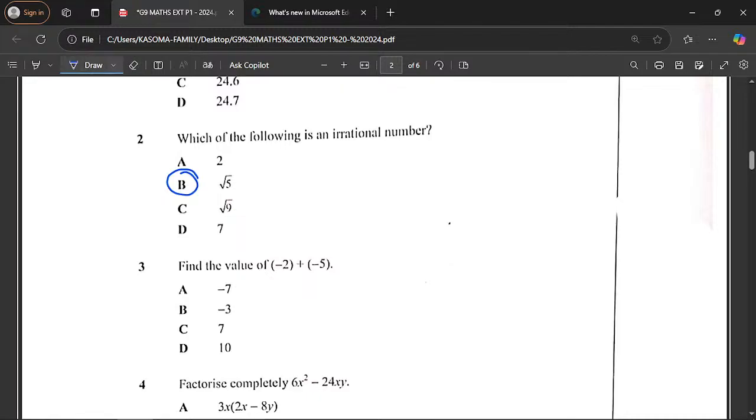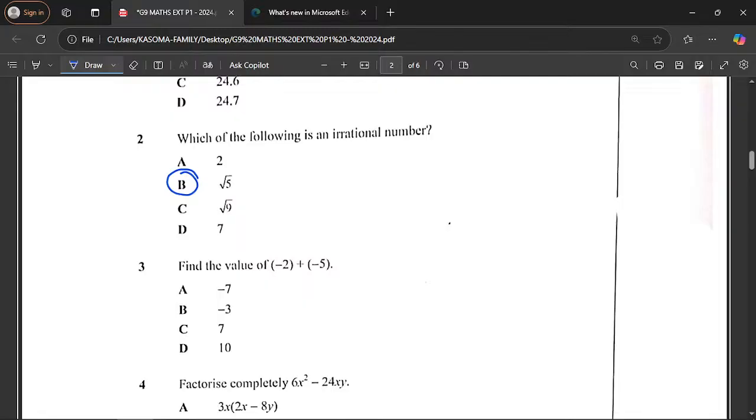we have 7. 7 is a whole number. It can be expressed as a fraction, and it's a whole number. So meaning D as well is not the correct answer. So the correct answer is B. Okay, please, if you are confused anywhere, ask me, I'll explain.